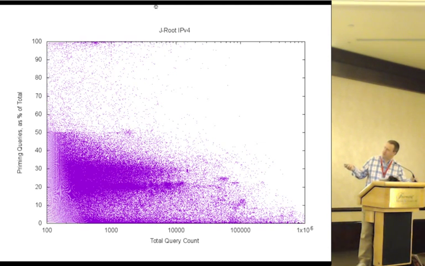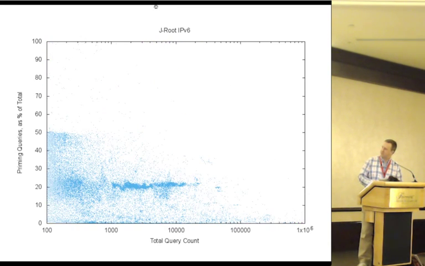There's none that send more priming queries than real queries, which is probably a good thing. But I was surprised that this is up as high as it is. If we look at the V6 data, again, to me this looks a lot cleaner and maybe more normal, but I'm a little bit disturbed by this cluster here.